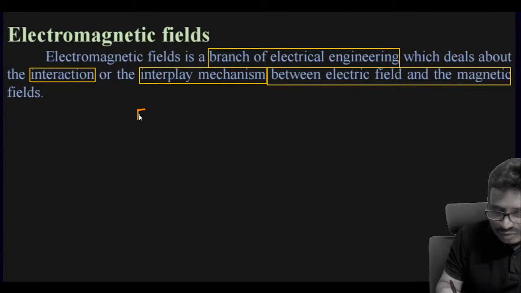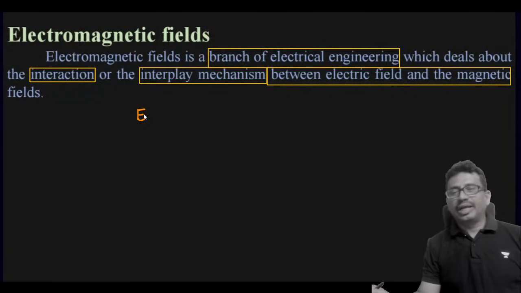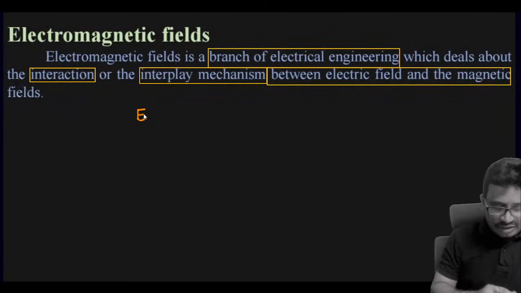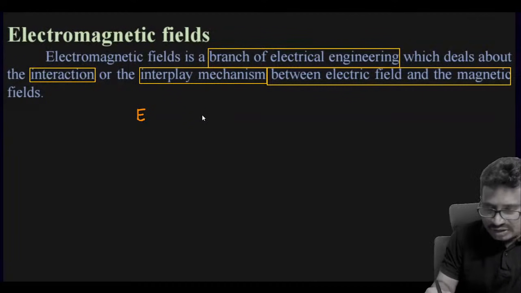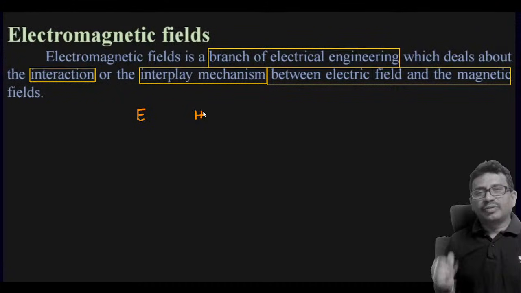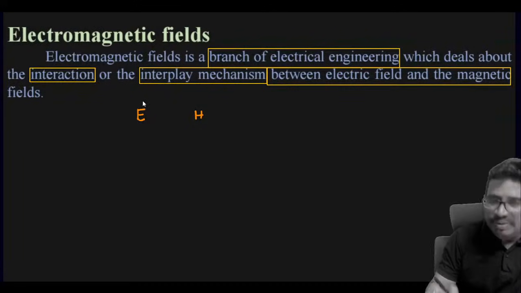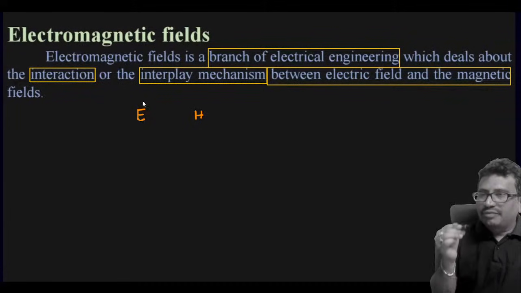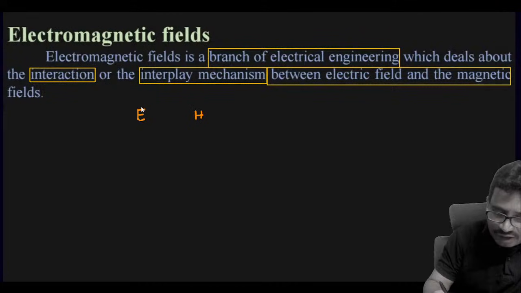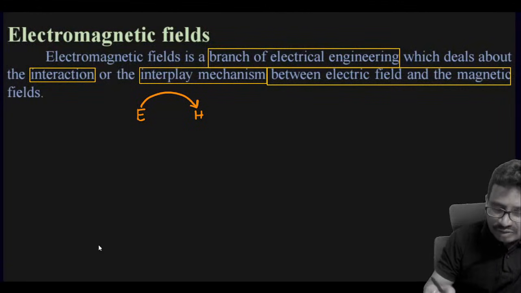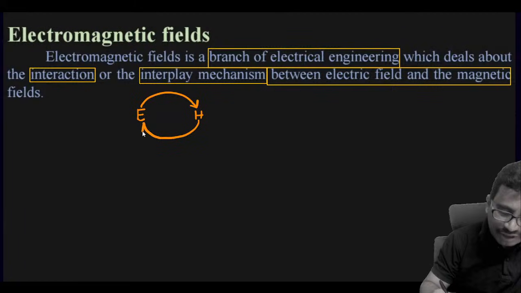In electromagnetic fields, we are going to discuss the electric field and simultaneously the magnetic field. We will discuss what is meant by electric field, and when we have the electric field, how this electric field will affect the magnetic fields. At the same time, we will discuss how the magnetic field can affect the electric field.